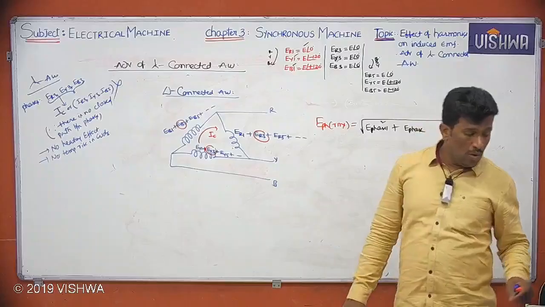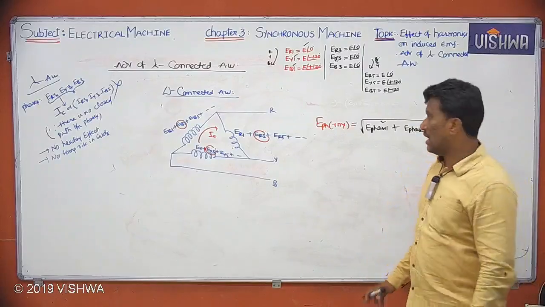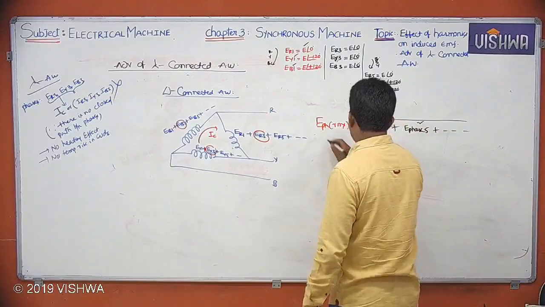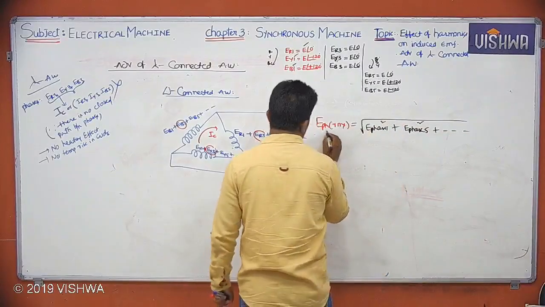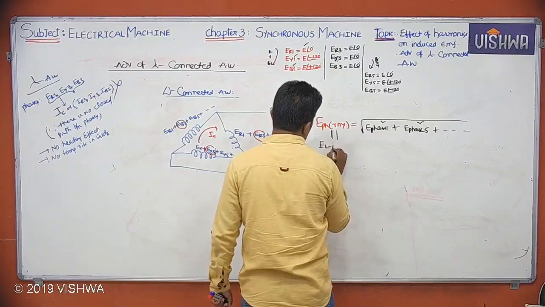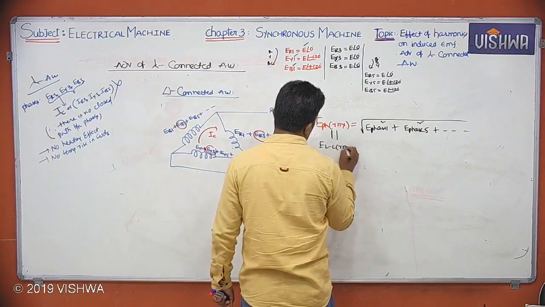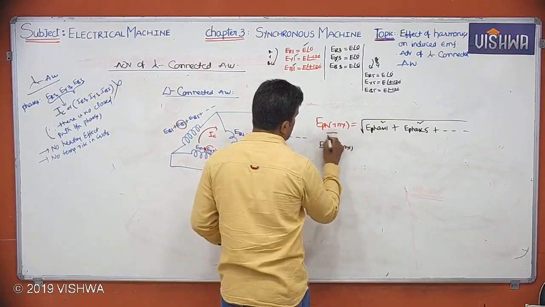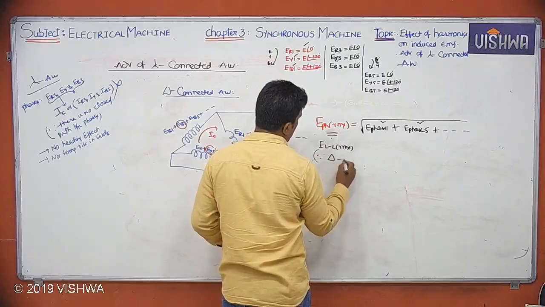But now we won't get the third harmonic here. I'll tell you the reason. E phase 5 square will come, and so on. That will be equal to what? E phase RMS will be equal to E line to line RMS. What is the reason? Since it is a delta winding.